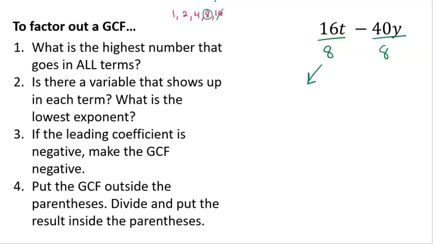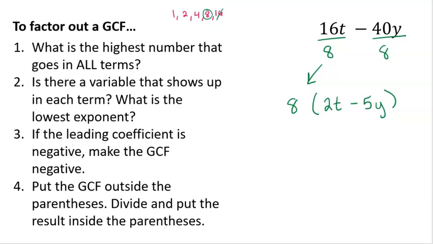Now, I'm going to take my GCF, and I write it out to the side. Then I do parentheses, and then I'm going to divide just like I just did. So 16 divided by 8 gives me 2, and then I'm left with a t, and then negative 40 divided by 8 gives me negative 5, and then there's nothing with the y, and so the y just stays there. And then I close up my parentheses, and that's how you factor out a GCF.